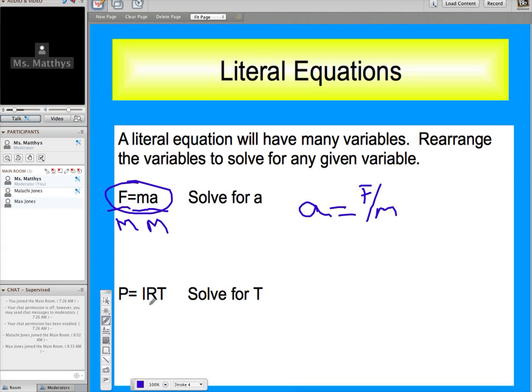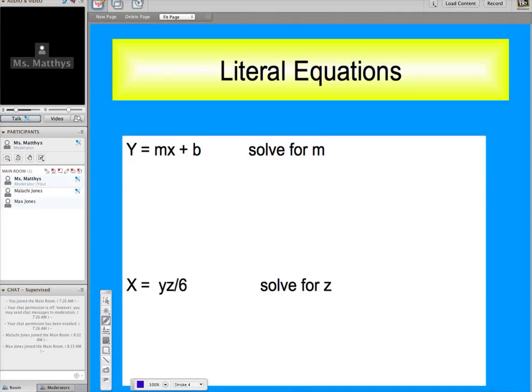Okay, let's try this last one. P equals IRT. How would you solve for t? You would divide by IR. So t now equals what? P over IR. Very good. So that's what literal equations are, just moving things around. Do you feel comfortable with literal equations? Yes. Good.